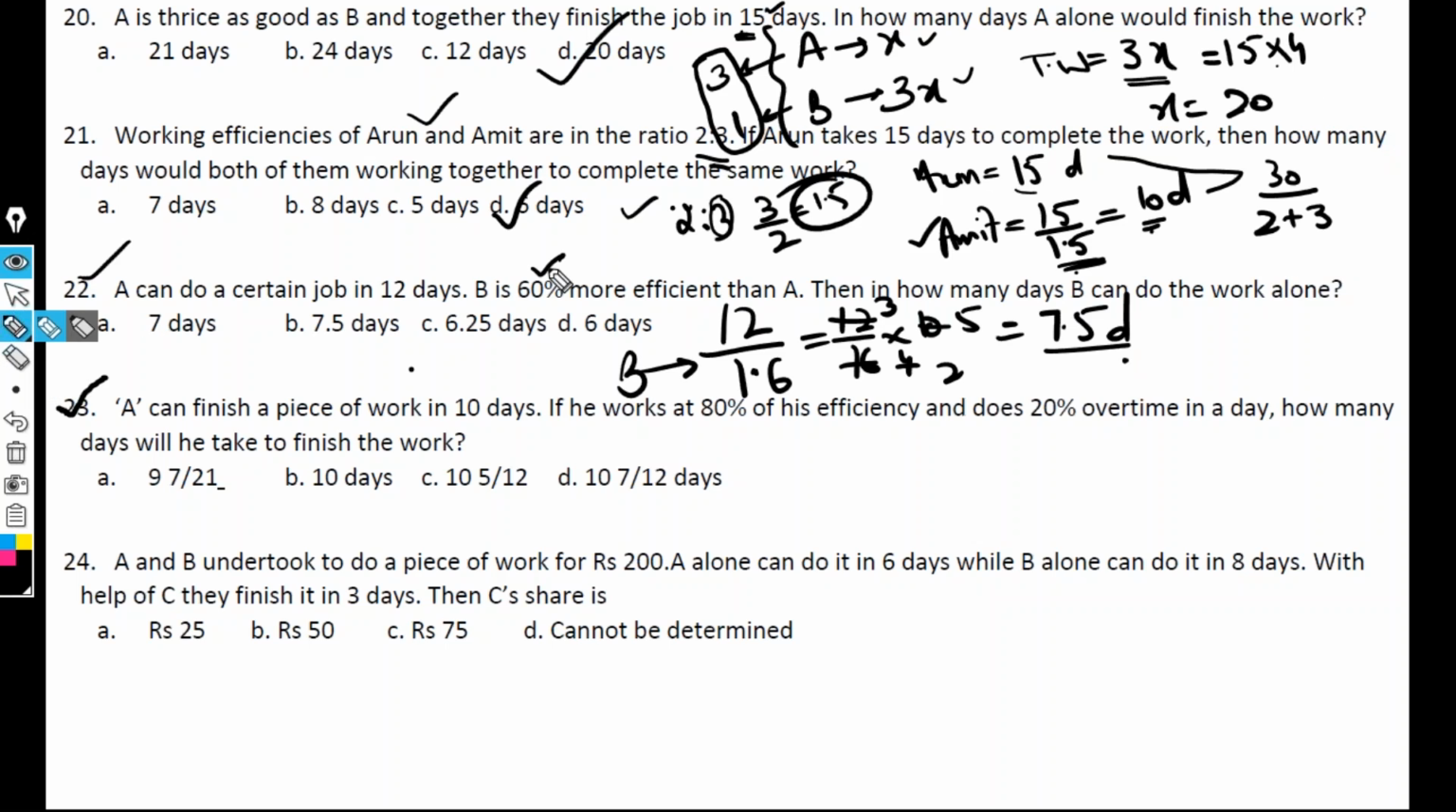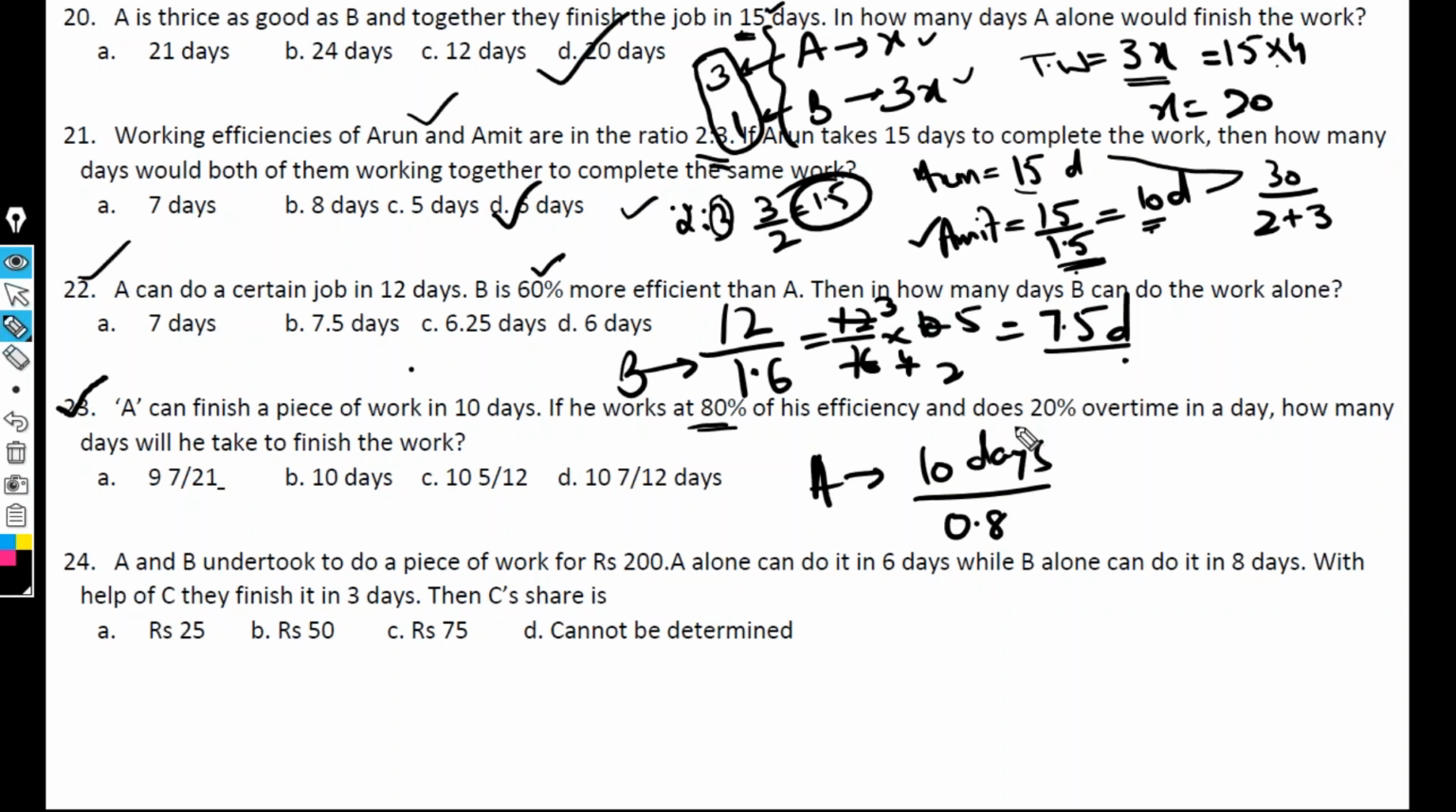Okay, guys. Now let's discuss. In this case, we simply need to focus on one part, as it is given to us that A will complete the work in 10 days, and his working efficiency is 80%. So if his efficiency is 80%, he will take more days. So divide by 0.8 as we did in the previous question. Now this will be the time taken.